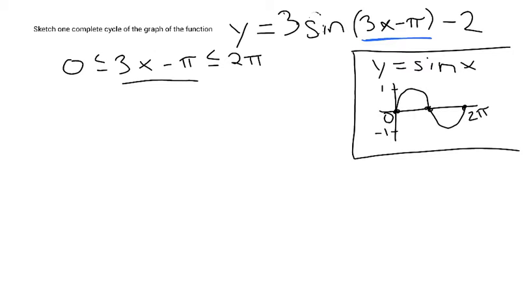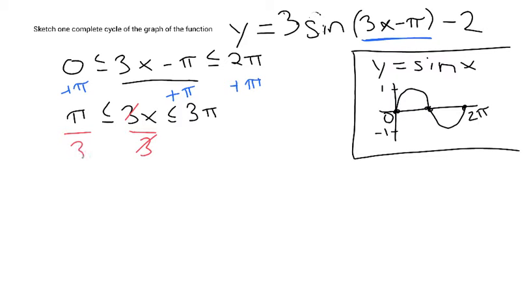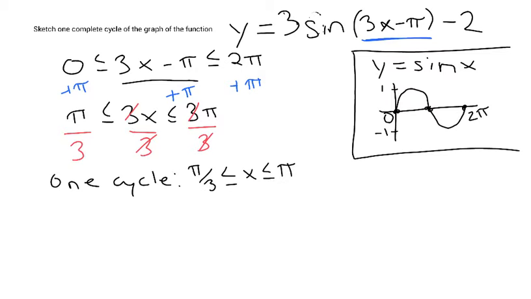Now you'd want to isolate x to find the starting and stopping x values for one complete cycle. So in this case, I would add pi to all three parts of the inequality, so that we have pi less than or equal to 3x less than or equal to 2 pi plus 1 pi gives us 3 pi. And then divide all three parts by 3 to isolate x. Okay, and so this last x value, the 3's cancel. So we're going to get one complete cycle as x ranges from pi over 3 to pi. Okay, and solving this inequality takes care of all of the horizontal transformations.